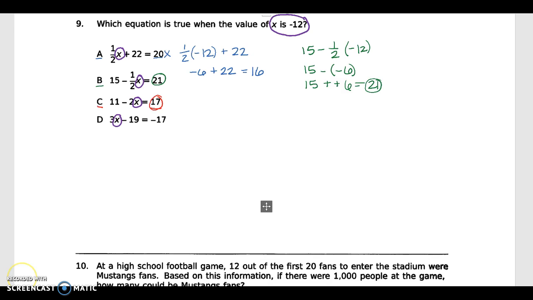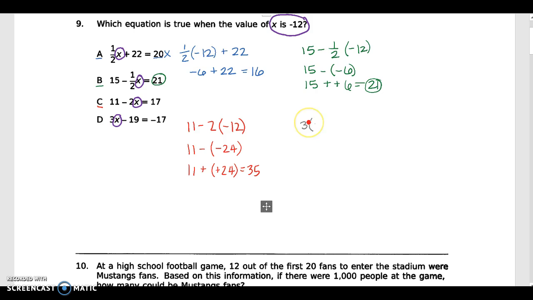So the next, we have 11 minus 2 times -12. So 11 minus 2 times -12 is -24. Minus a negative becomes plus a positive 24. So 24 plus 11 is, 34 plus 1 is 35. So 35. Does that match here with 17? No, it does not. And last but not least, we'll double check the last one.